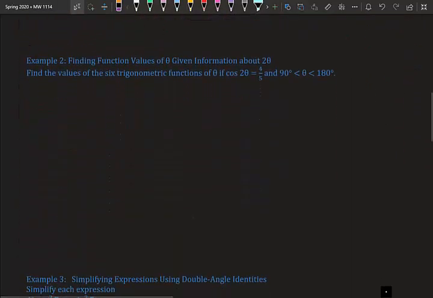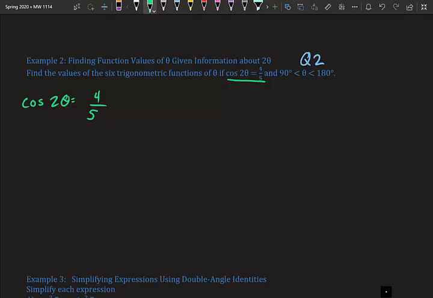Alright, example 2. Finding function values of theta given information about 2 theta. So find the values of the 6 trigonometric functions of theta if cosine 2 theta equals 4/5 and theta is between 90 degrees and 180. So first things first, we know that this is quadrant 2. So we're working in quadrant 2 right now. We're given cosine 2 theta is 4/5.